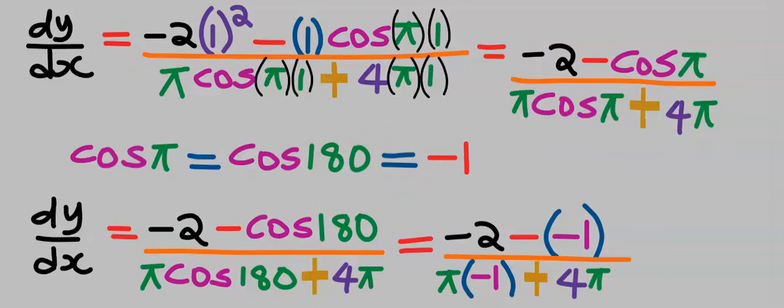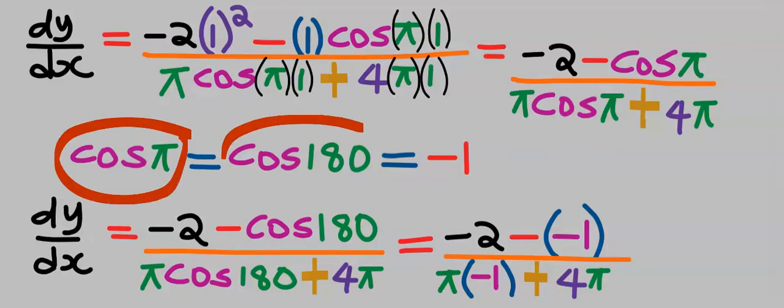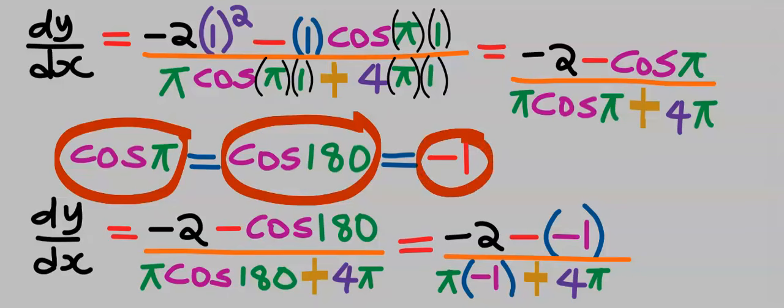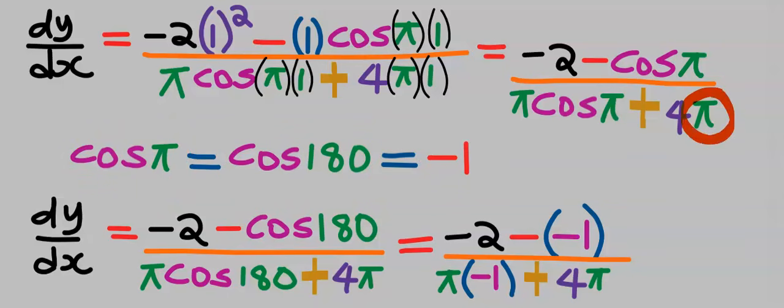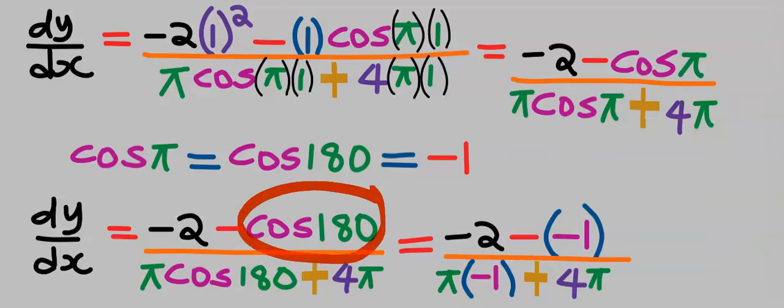Next, pi in front of a trigonometric function is equal to 180. Hence, cos pi is the same thing as cos 180, and cos 180 is equal to minus 1. However, pi outside a trigonometric function is not equal to 180. It remains your usual 22/7 or 3.142. Hence, this is equal to minus 1 and this is equal to minus 1.